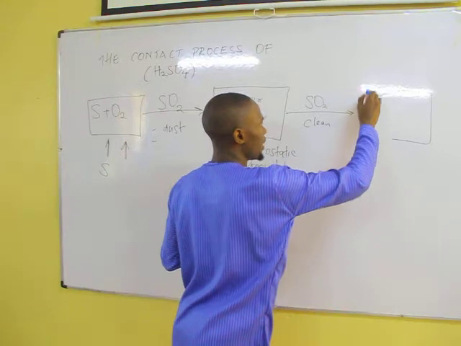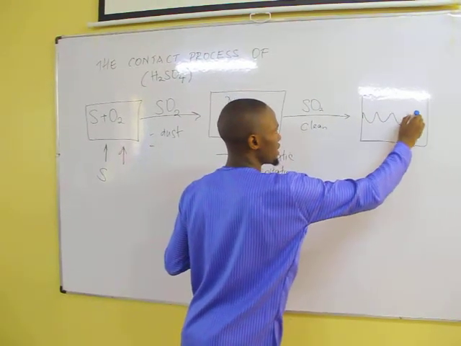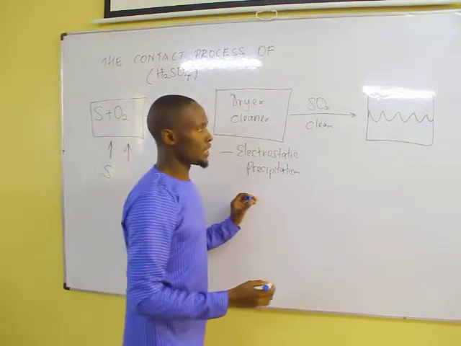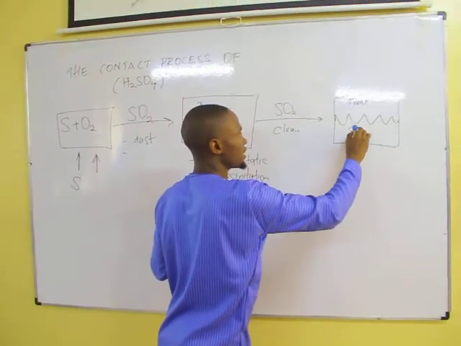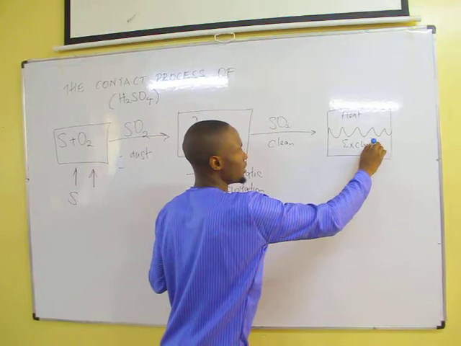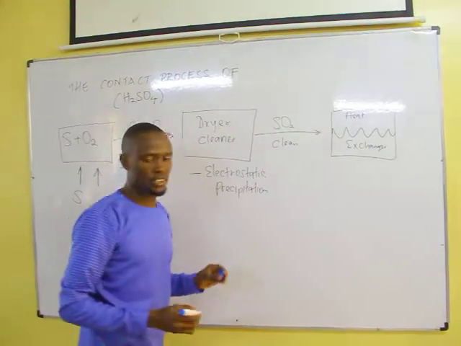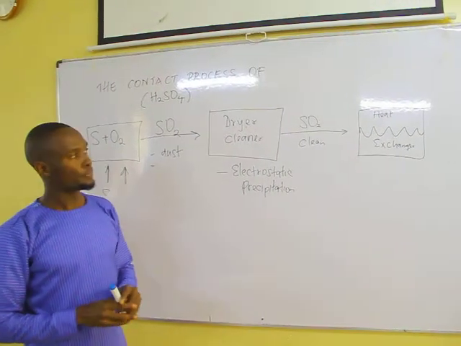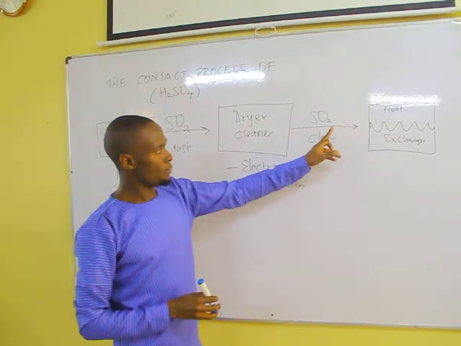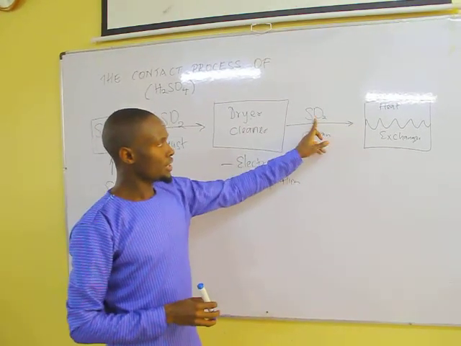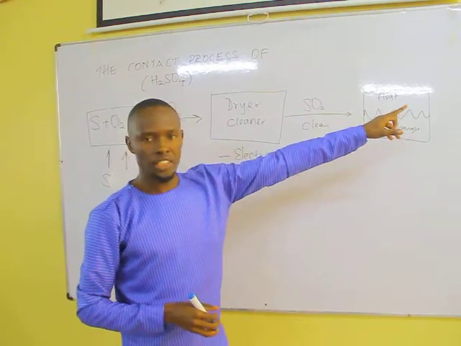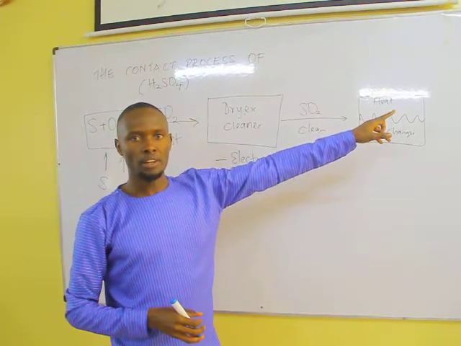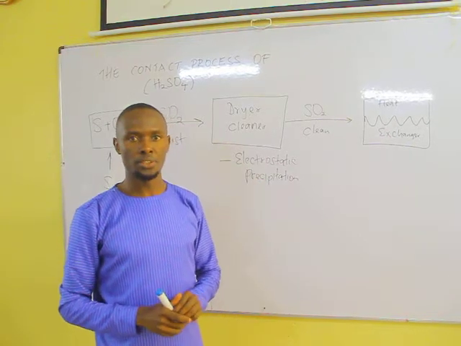And in this chamber, I'm going to use these lines like this to show that this is a heat exchanger. This is a heat exchanger. Why are we applying a heat exchanger here? This sulfur 4 oxide, the next process will take it to the catalytic chamber where vanadium 5 oxide is used.